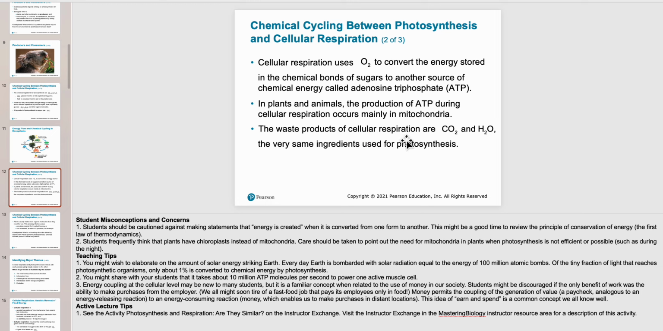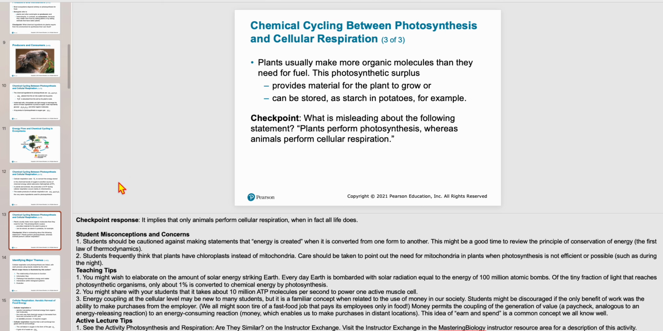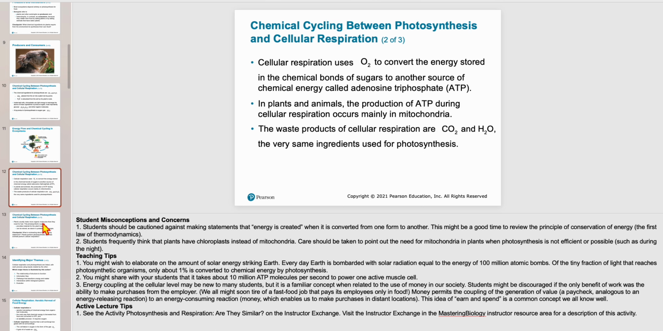And when it comes to cell respiration, as we saw in our pictures already, the end products, or the waste products, of cell respiration are carbon dioxide and water. The very same thing that photosynthesis actually uses. Okay, next slide.